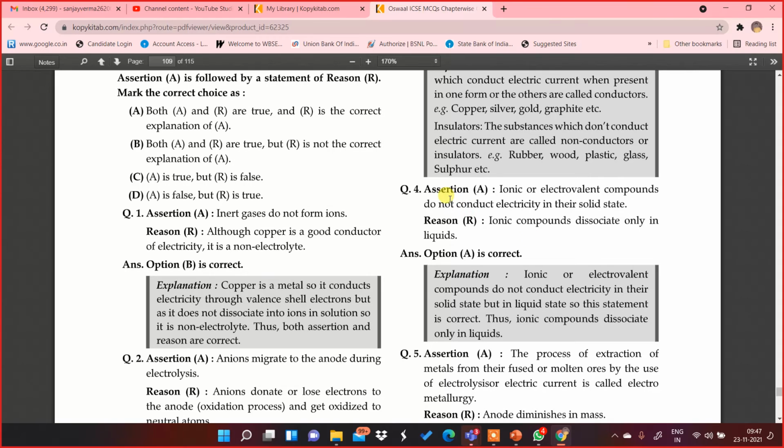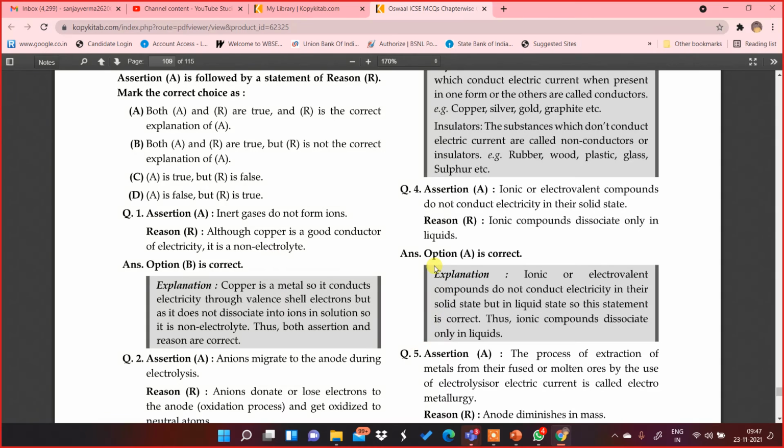Now look at number 4, assertion reasoning type. Assertion A: Ionic or electrovalent compounds do not conduct electricity in the solid state. 100% correct. I agree with this. Reason: Ionic compounds dissociate only in liquids. Now they can relate it. They do not conduct electricity in the solid state because in the solid state the ions are closely packed. They cannot move. They have no mobility. So A and R are related to each other. This R is the correct reasoning for A.